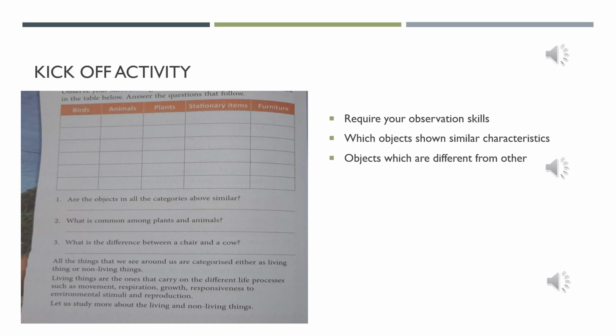After performing this activity and making a proper list, you should be able to answer a few questions. The basic two questions are: which objects have shown similar characteristics? For example, birds. All birds or maximum birds can fly, their shape, their size, the way they reproduce, because they all lay eggs. So these are the similar characteristics. And objects which are different from others. For example, birds are different from animals. Their eating habits, their living habits, their beaks, animals have teeth, etc.